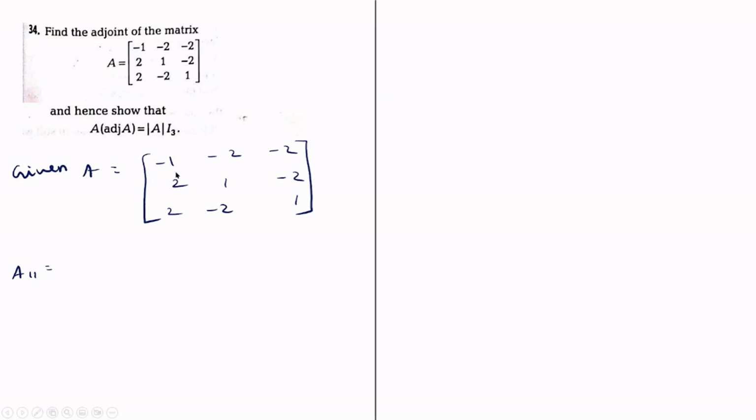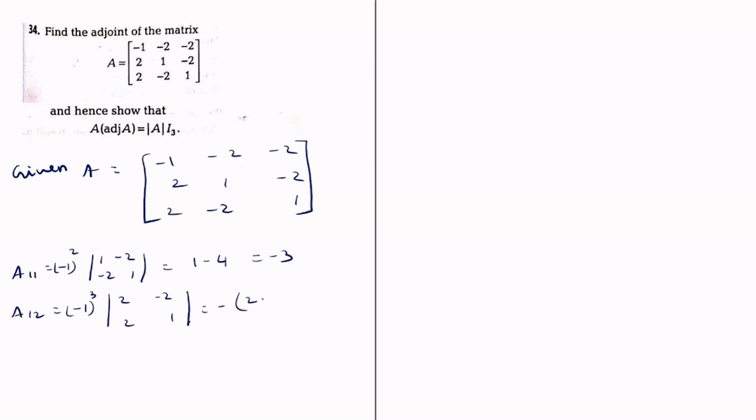It is obtained by -1 the whole raised to 1 plus 1, whole square, into determinant of [1, -2; -2, 1]. So this is 1 minus 4, which is -3. Then we have A12. It is -1 the whole raised to 1 plus 1, whole cube, times determinant of, we have to delete the first row and the second column. So it is [2, -2; 2, 1]. So this is minus of 2 plus 4, it is minus 6.